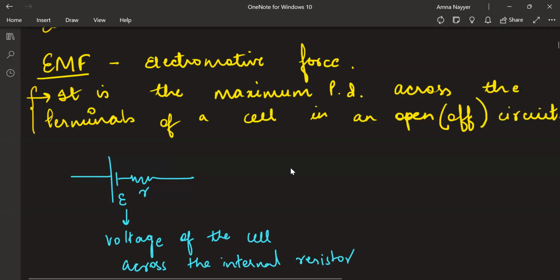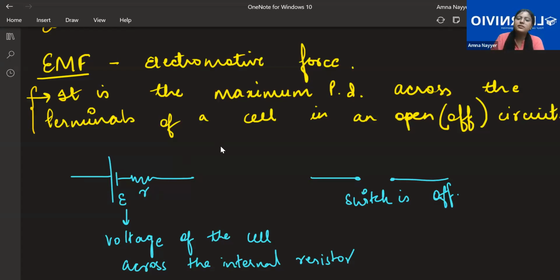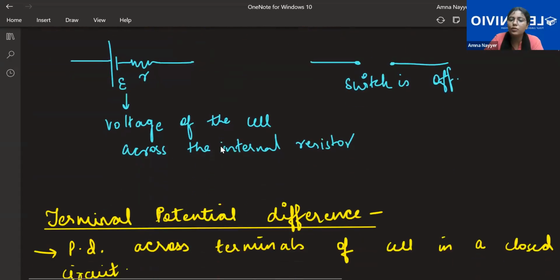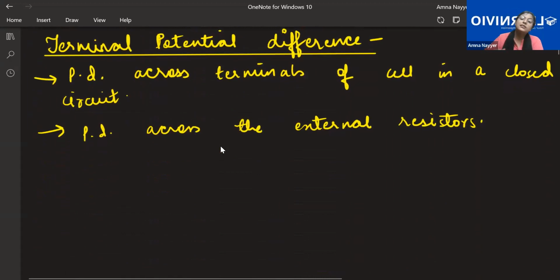But this is valid even when you have an open circuit. Open circuit means there's a breakage in your circuit like this, so the switch is off. Even when the switch is off, you can calculate the EMF because the internal resistor is there. EMF is just the maximum potential difference across the internal resistor. This is how you can remember it. So what is terminal potential difference then? Terminal potential difference is the potential difference across the external resistor.